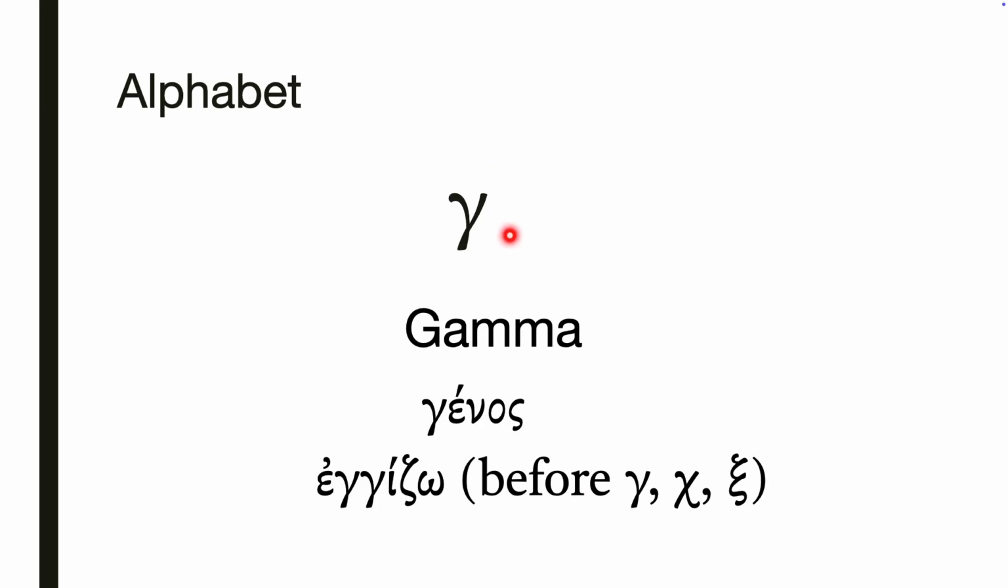Gamma makes a g or a nasally ng sound. It makes the nasally sound when the gamma comes before another gamma, the letter chi, or the letter xi. It makes the simple g sound when it does not come before those letters. So gamma makes a g sound, as in ginos, or gamma makes an ng sound, as in angelos.